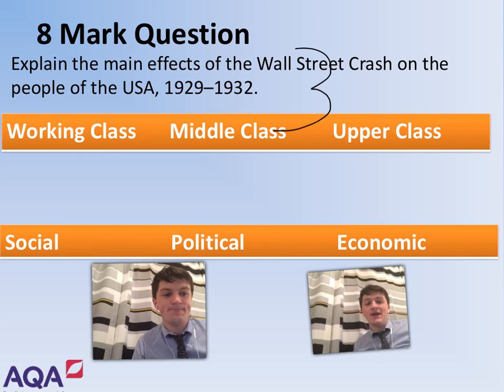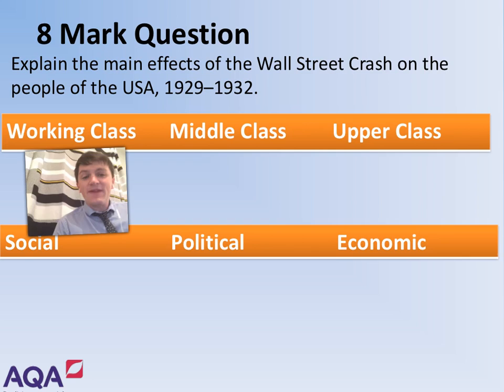Pause the video here and have a go at just planning this question. See what you get. Think about the effect on the working class. Well, they were those who were working in the factories, who were affected by overproduction and were the first to be fired. So an effect for them would have been they'd have been made redundant and they'd have suffered as a result of that.